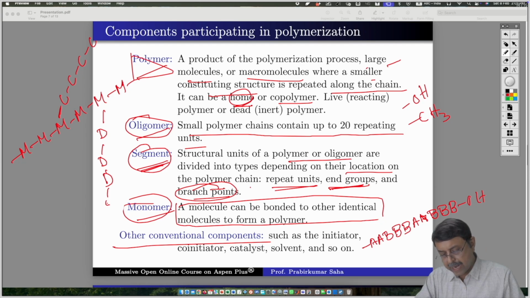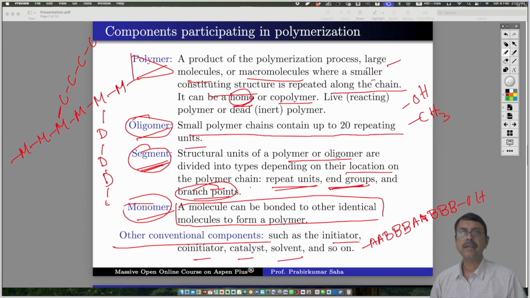And there are other conventional components such as the initiator, co-initiator, catalyst, solvent. Initiator means in a polymerization reaction, some component has to initiate the reaction because monomers are otherwise stable components. For instance, styrene is otherwise a stable component. But the moment some initiator initiates a reaction, the polymerization begins. Some catalyst may make the reaction faster. And solvent. So these are the extra conventional components that may be added into the polymerization reaction.